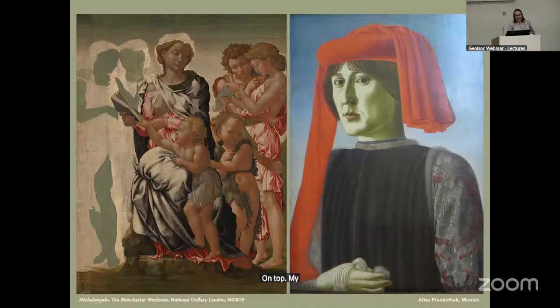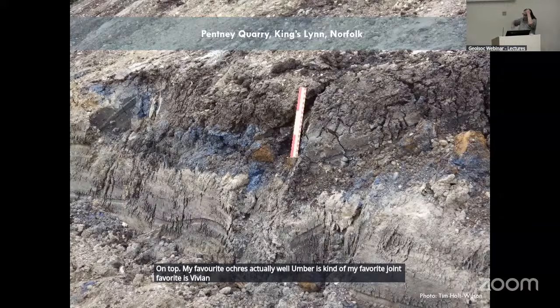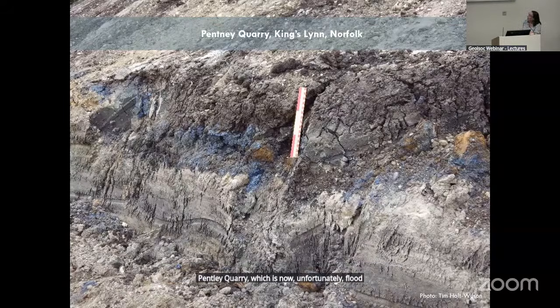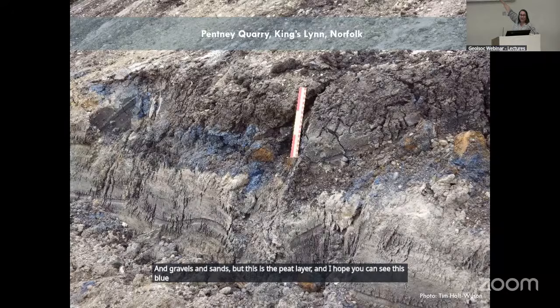My favourite ochres, actually, well, umber is kind of my favourite. Joint favourite is vivianite. And I'm very grateful to Tim Holt-Wilson, who sent me these images of vivianite formation in a quarry, Pentley Quarry, which is now unfortunately flooded, which shows late Devensian, so just after the last glaciation, peats and gravels and sands. But this is the peat layer, and I hope you can see this blue encrusting material on the surface. And vivianite is an iron phosphate mineral, sometimes called a blue ochre.